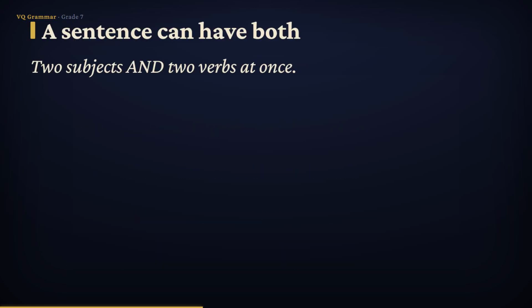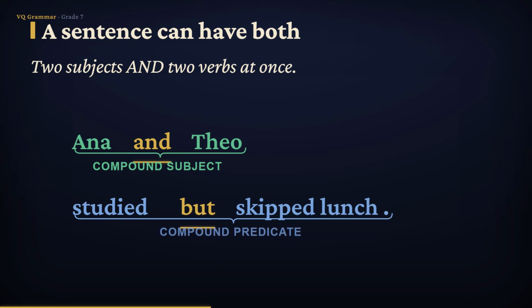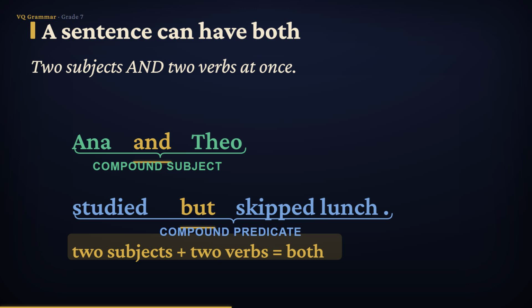Here's a neat twist to keep in mind. A single sentence can carry both at once. Anna and Theo studied, but skipped lunch. Look at the front. Anna and Theo. That's two subjects, a compound subject. Now look at the action. Studied, but skipped. That's two verbs, a compound predicate. Two subjects and two verbs, packed into the very same sentence. When that happens, the answer is simply both.